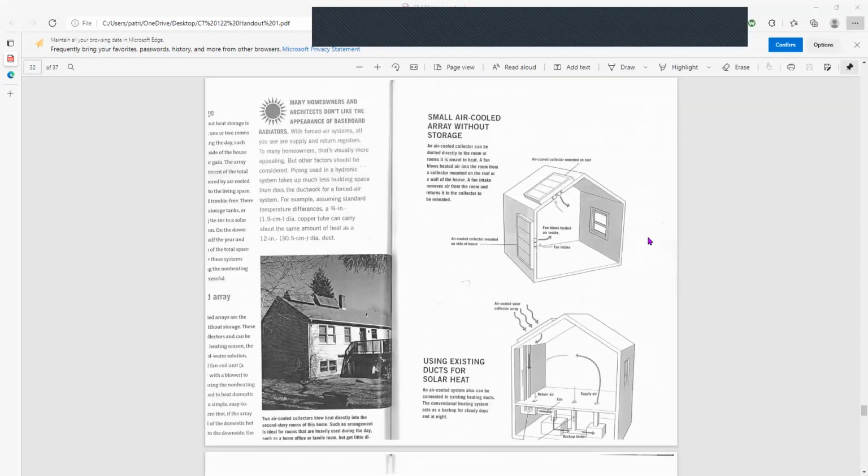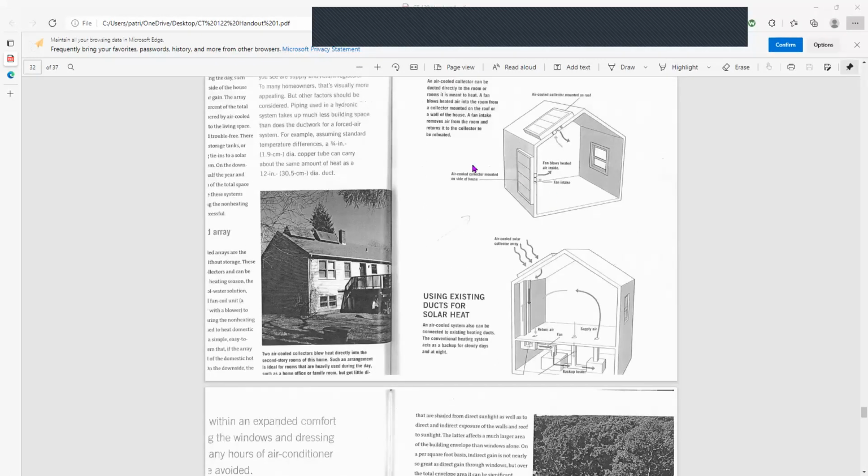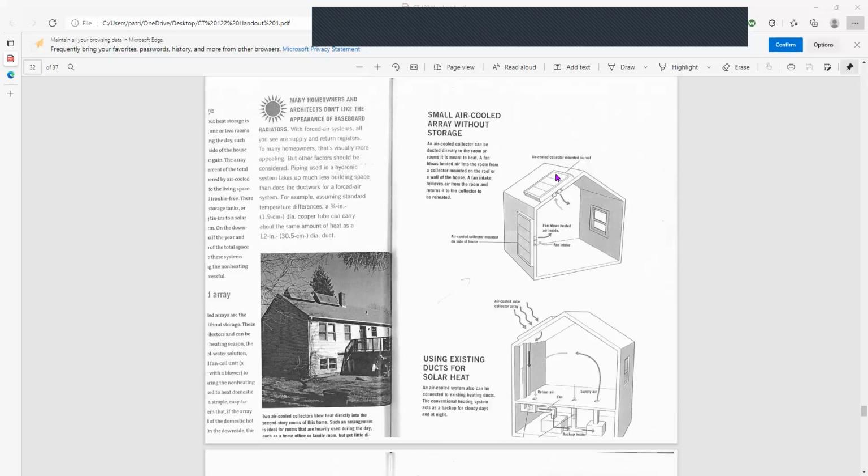So here's another collector, we'll call him, mounted on the roof, and it's just an air collector, and probably works the same way as the water ones do, with some kind of dark absorbing pipes, maybe big thick plastic pipes, and then it just fans the air down right into the room. And there's a wall mount one if you have sun, on the side.